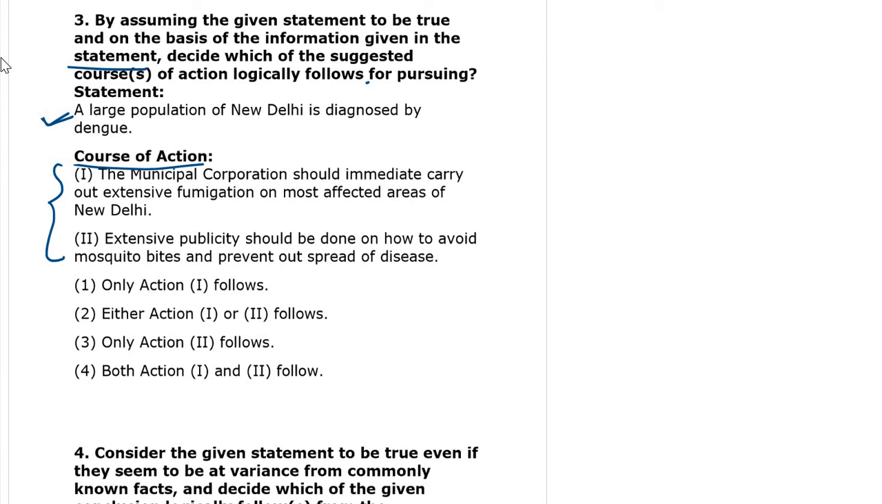So what is the course of action? The municipal corporation should immediately carry out extensive fumigation in the most affected areas of New Delhi. Extensive publicity should be done on how to avoid mosquito bites and prevent the spread of diseases. So both are important related to the statement. Both actions are necessary for that statement. Therefore, the answer is both 1 and 2 follow. Come to the next question, the fourth one.